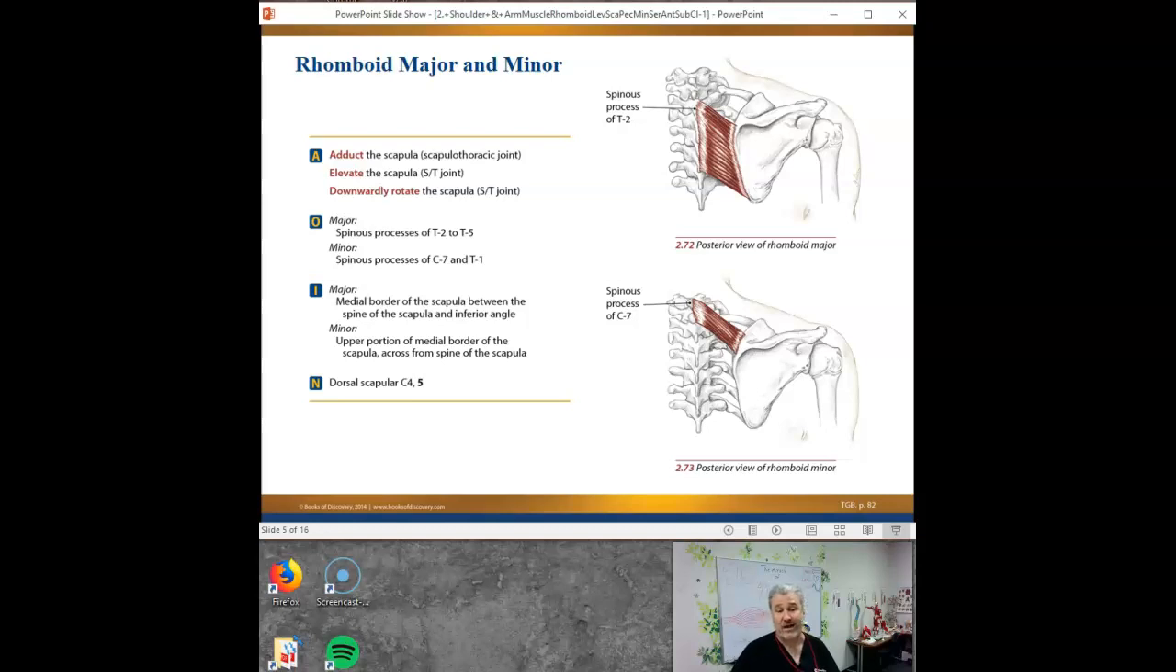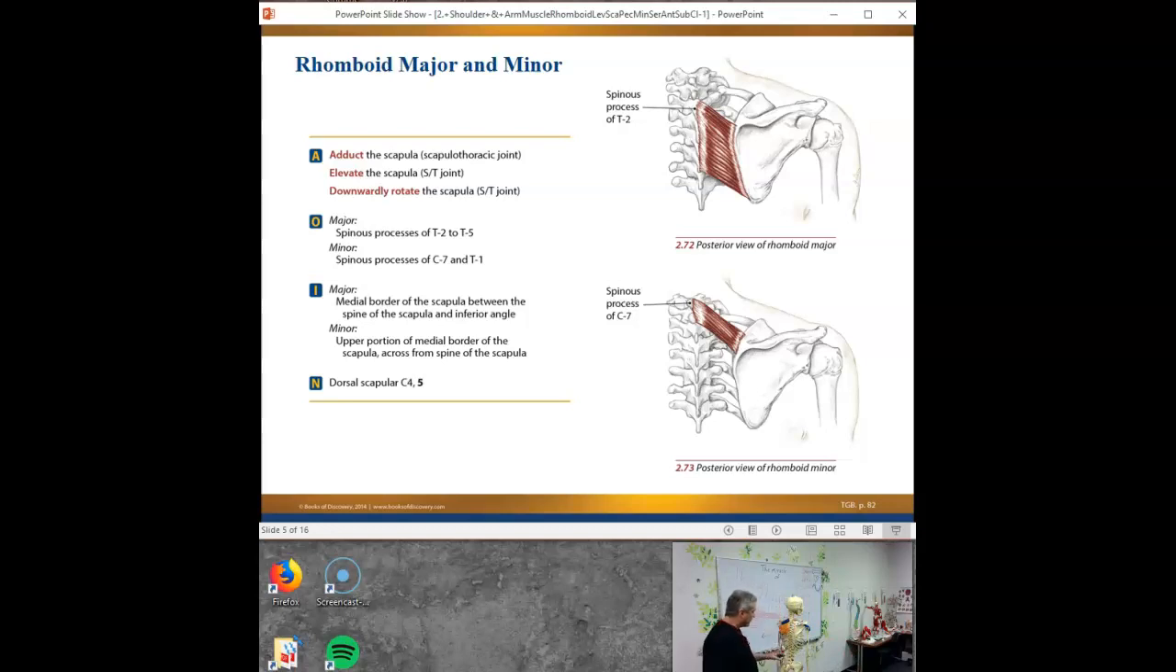Yeah, you're 100% correct. Miss Hansen, the rhomboids are deep to the trapezius. Which part of the trapezius basically are they deep to? The mid? Yeah. I realize it's not exact, but they're deep to the middle trapezius. And by the way, not completely, but they do some of the stuff the middle trapezius does. No surprise there. Cool. All right.